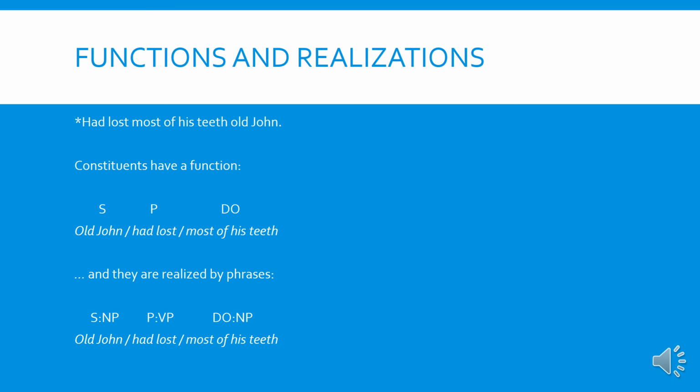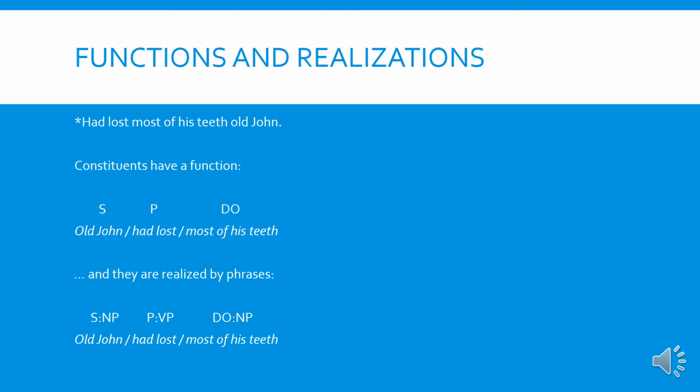Or if you look at your body parts, for example, a leg. A leg is used for walking, and its realization is the leg. So the function is something to walk with, and the realization is the leg. So here the function is a subject, the realization is a noun phrase. It's made of a noun phrase.